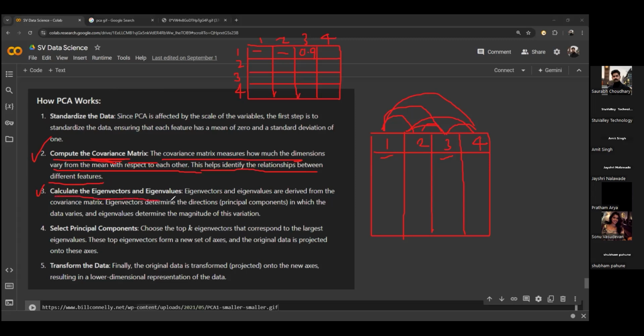Calculate the eigenvectors and eigenvalues. Eigenvectors and eigenvalues are derived from the covariance matrix. Eigenvectors determine the direction in which the data varies, and eigenvalues determine the magnitude of the variation.